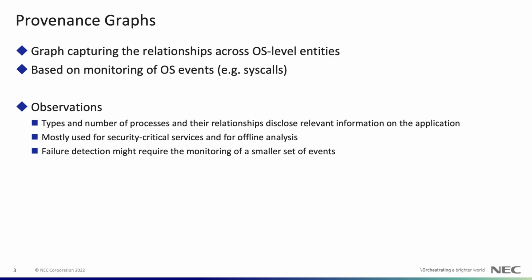Finally, moving from the security domain into the monitoring of failures, the detection of failures might require the monitoring of a smaller set of events. For example, the unexpected lack or presence of processes or relationships might represent a signal of failure.